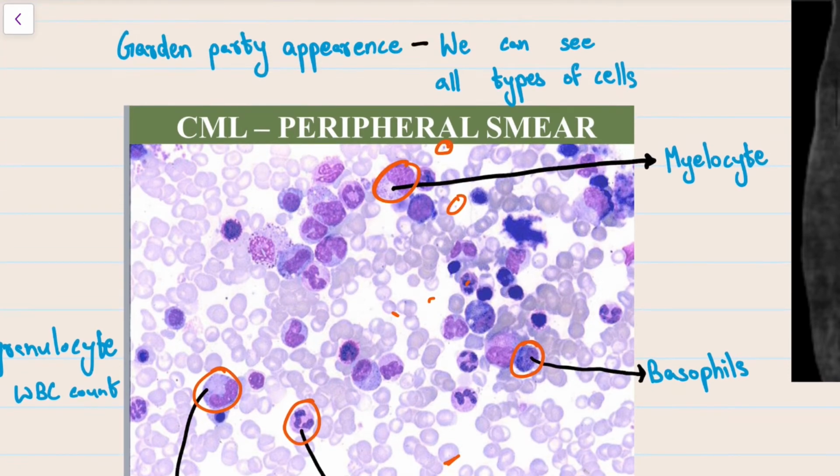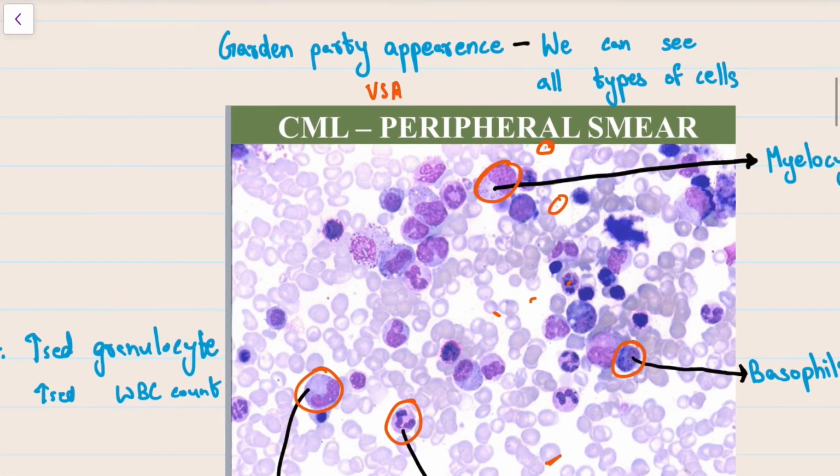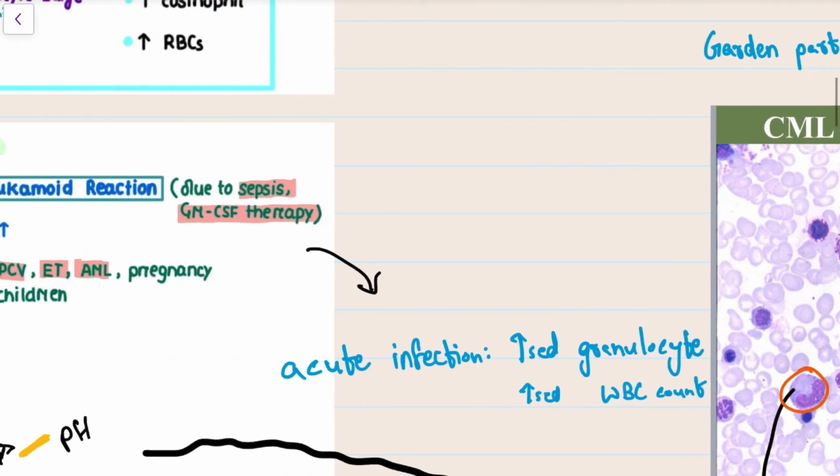In a garden party, a lot of people come wearing different costumes. It's usually a trend in the United States of America. And you can see all these nicely, differently dressed people. So it resembles that, right? There are a lot of cells over here. So that is the garden party appearance.